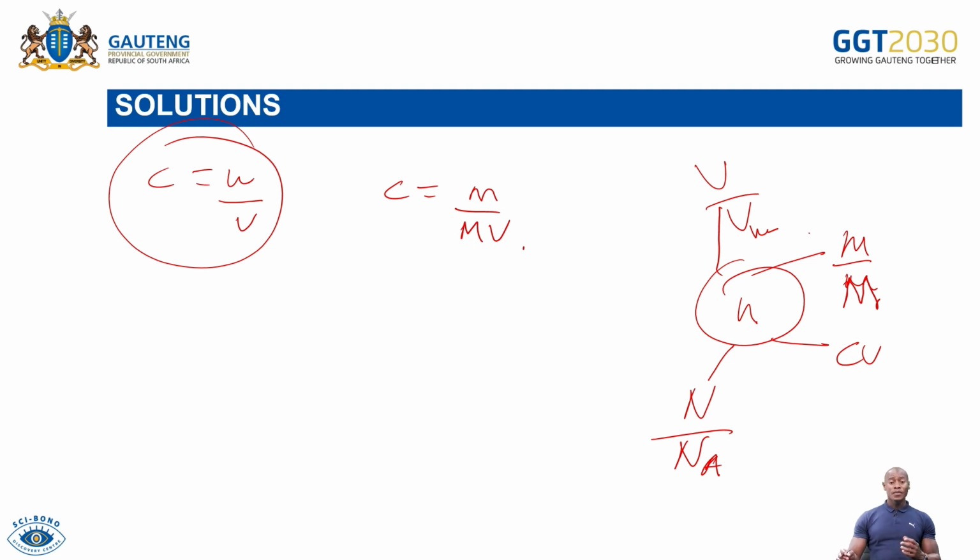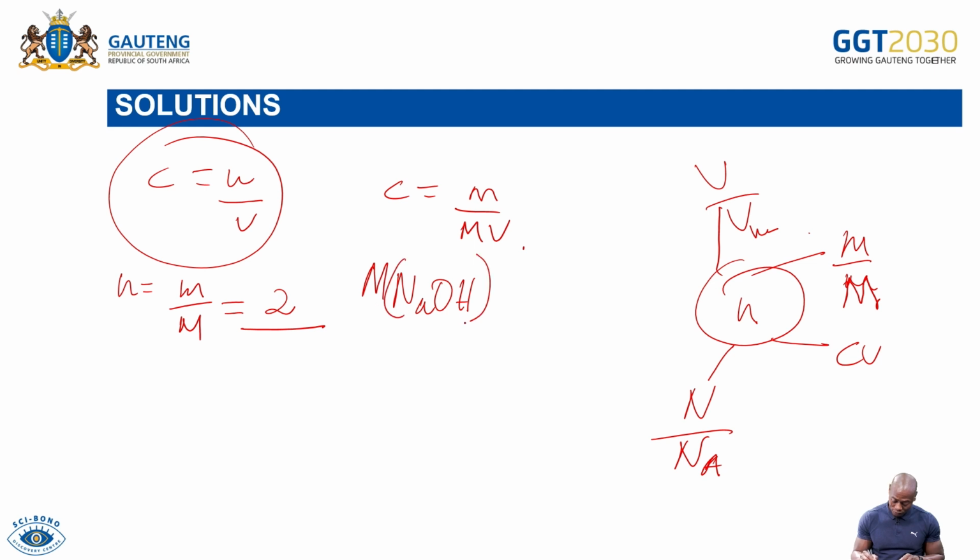But here, if you check the statement, you are given the mass, and we can get the molar mass of that substance using the periodic table. So let's use n equals mass over molar mass. The mass is 2. The molar mass of sodium hydroxide goes straight to the periodic table. The relative atomic mass of sodium is 23, and then oxygen is 16, and then hydrogen is 1.